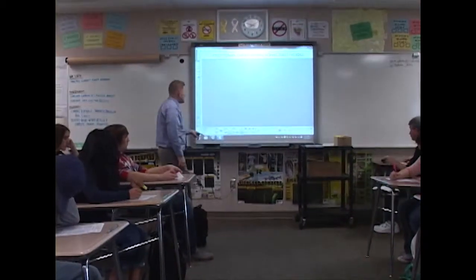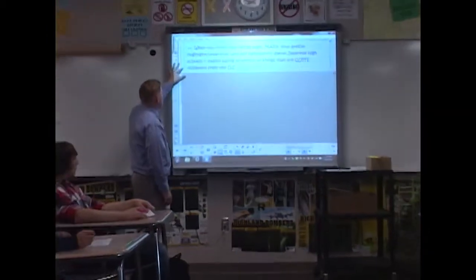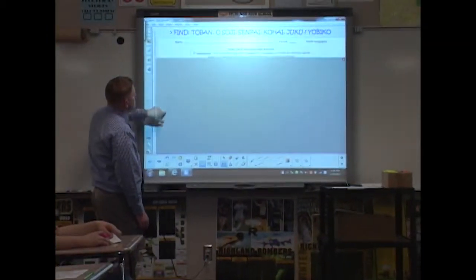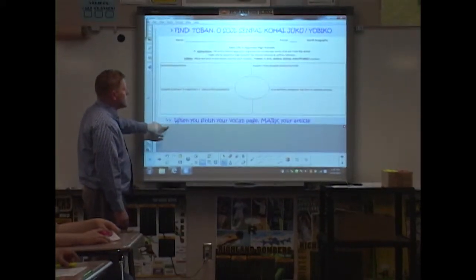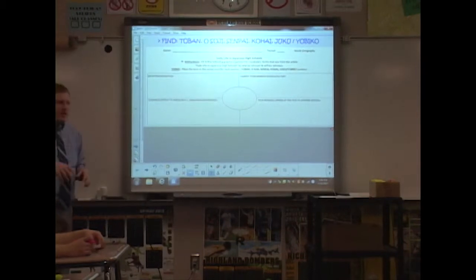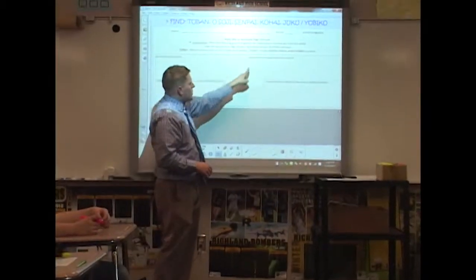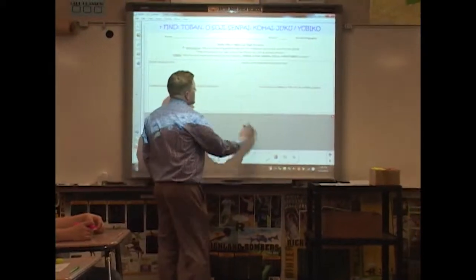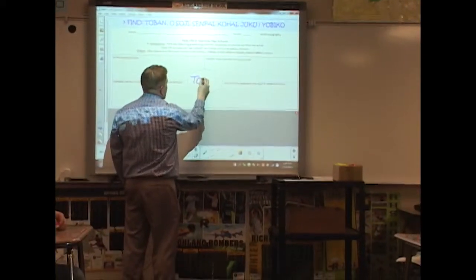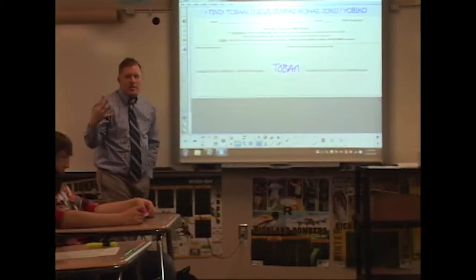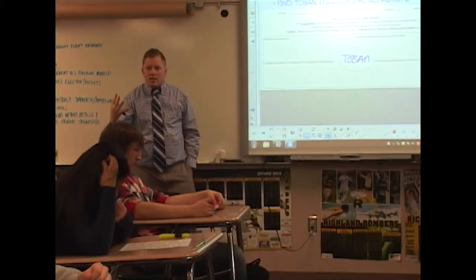If you guys could look up here, I will explain how this works, okay? Your page is going to look like this. All right, we're going to take those words that we just highlighted, and they're at the top of the page, and we're going to put one at a time in the circle in the middle of the page. Okay, so our first word is Toban. And for that word, we're going to do 4 things to help us understand this article.